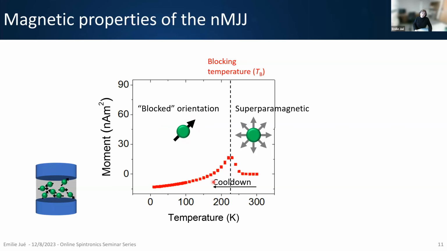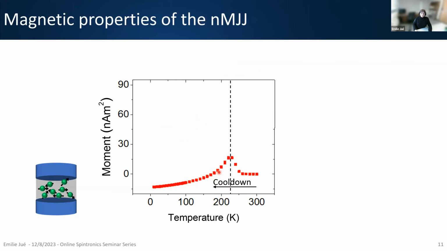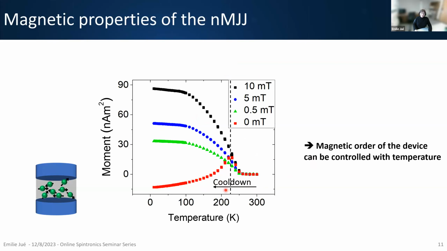So for that, we will heat the sample above the blocking temperature, and we then cool it down in the presence of a magnetic field in the direction where we want to orient the clusters. So we repeat these measurements in presence of a magnetic field. And in this case, we observe that the magnetic moment at low temperature increases with the value of the magnetic field. So here, this means that we are ordering the magnetic clusters.